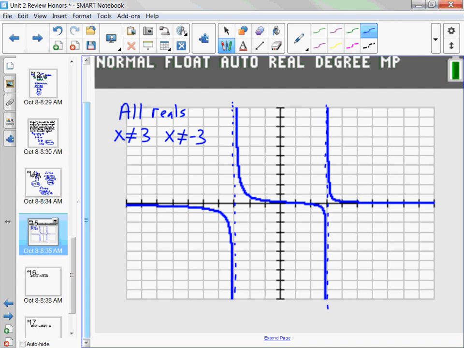Now on the test, we might have written the domain as negative infinity to negative 3, negative 3 to 3, and then 3 to positive infinity, like that. I might have written it like that. So you got to know interval notation as well as that other way.